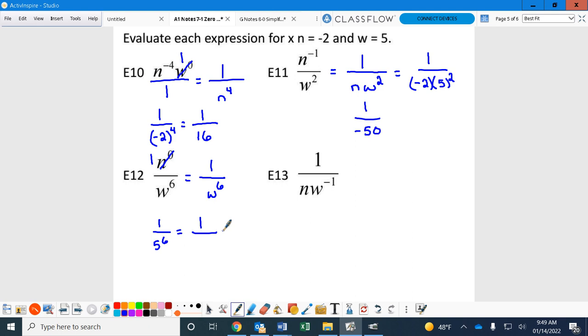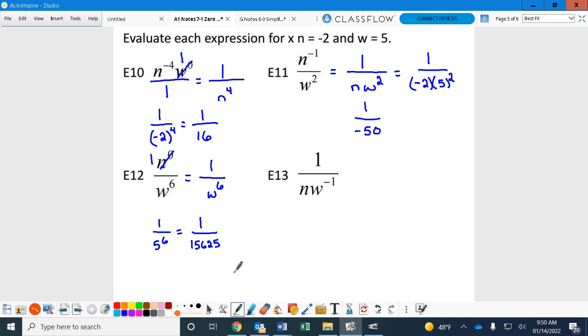Farthest I can get it without calculators, 5 to the 4th, that's 625. What's 5 to the 6th, guys? 625? Perfect. 15,625. Everybody get the same thing? Everybody's okay? Okay.